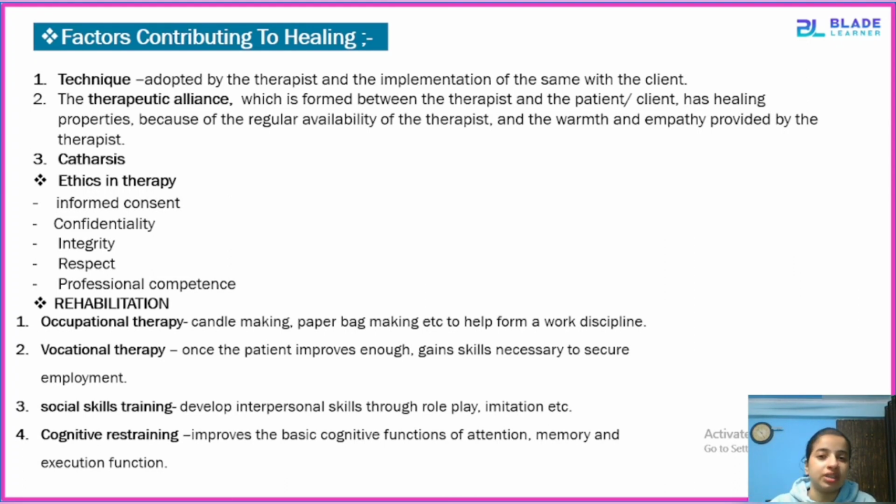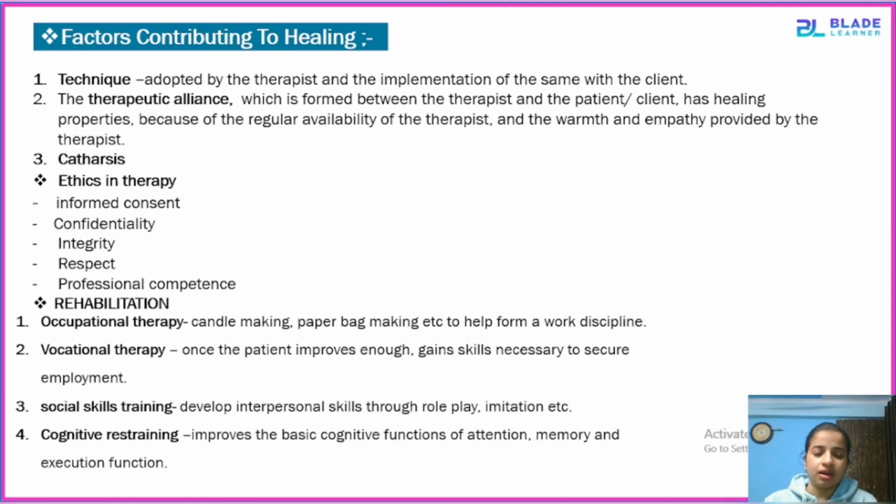Okay, so rehabilitation. So there are occupational therapies also in which basic things such as candle making, paper bag making, etc. are used as a means to teach work discipline. जैसे हम कहते हैं ना team work games खिलाते हैं and all that. So this is actually how a person could learn discipline at workplaces. Vocational therapy is once the patient improves enough and gains skills necessary to secure any kind of employment. For example, a vocational therapy could be that a person likes to imitate sounds and could use that as an employment, right? So that could be one of those things.